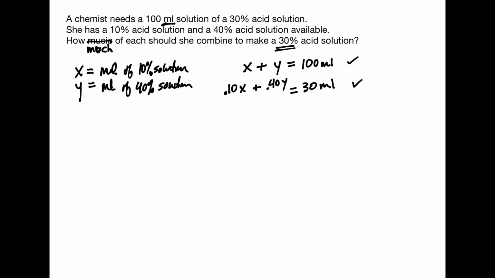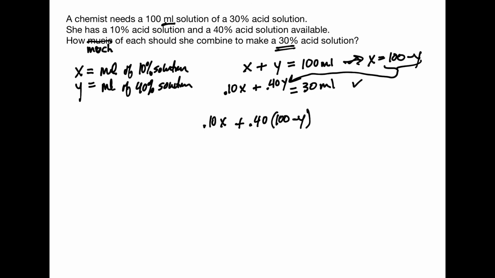Let's take Y to the other side. We'll rewrite this for X. X is equal to 100 minus Y, which there's my expression for X. We can substitute over here. So 0.10X plus 0.40 times 100 minus Y equals 30. And distributing this out. Oh, I substituted in the wrong thing. Okay, let's take that back a little bit. And let's put it into the right one. This was supposed to go in for X.